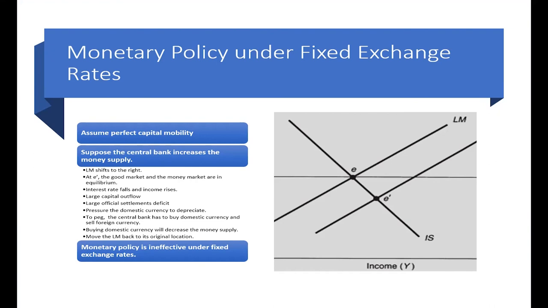Notice that at E prime, the interest rate is below the equilibrium interest rate. Output is higher, okay? But since the interest rate is below the equilibrium interest rate, and remember, we are assuming perfect capital mobility, there will be a huge outflow of capital as a response. When there is a huge outflow of capital, causing a deficit in the official settlement, what will happen? Well, the local currency will depreciate. We saw that before: a large outflow of capital, local currency will depreciate.